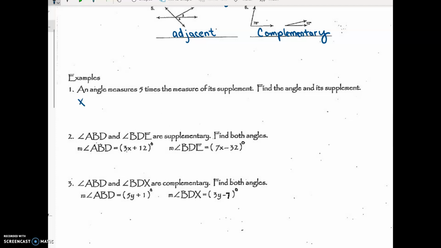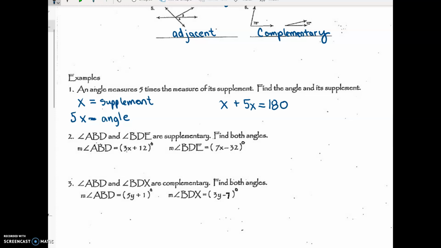So let's say x represents our supplement angle. So there's our supplement, whatever that may be. And the other angle has to be 5 times the supplement. So let's say 5x would represent the angle. So if we want to find the angle and its supplement, I would take x plus the 5x, and they have to add up to 180. And then I would just solve from there.